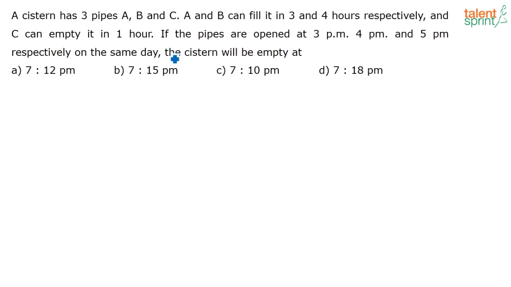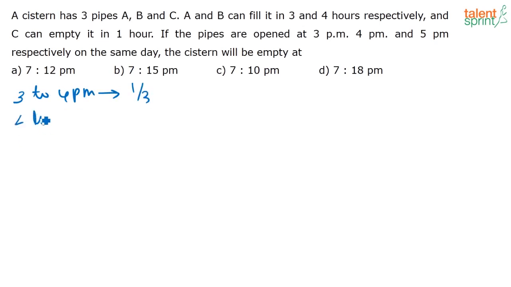A cistern has 3 pipes, right? A and B can fill it in 3 hours and 4 hours respectively. So, first from 3 p.m. to 4 p.m., which are the pipes that are open? See, I'm just writing down everything. 3 to 4 p.m., only A is open, correct? A in 1 hour will fill how much? It will fill 1/3 of the tank, correct?